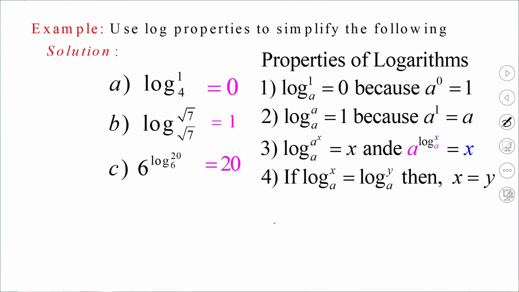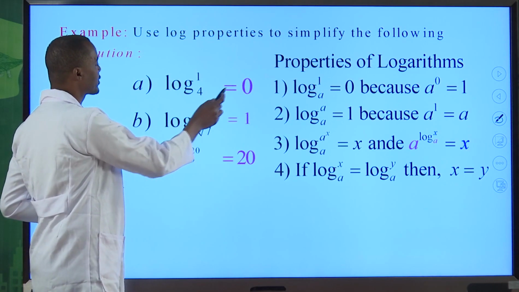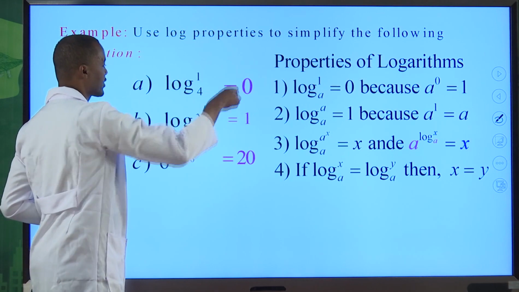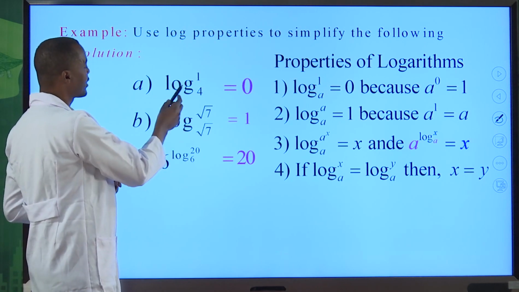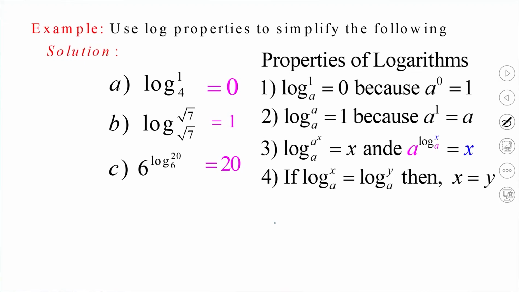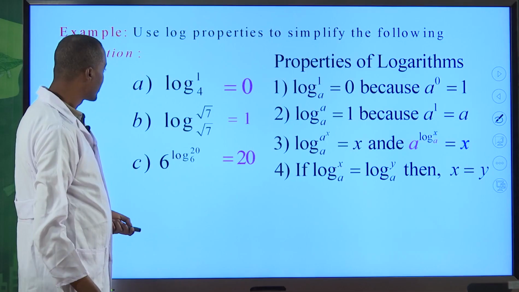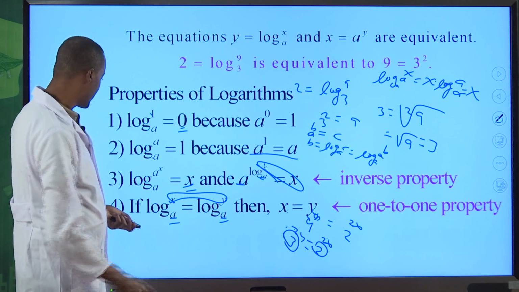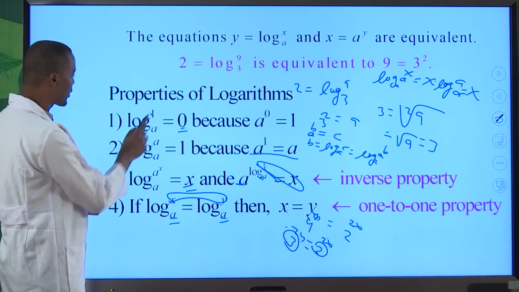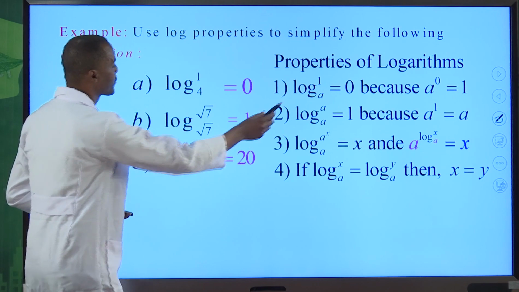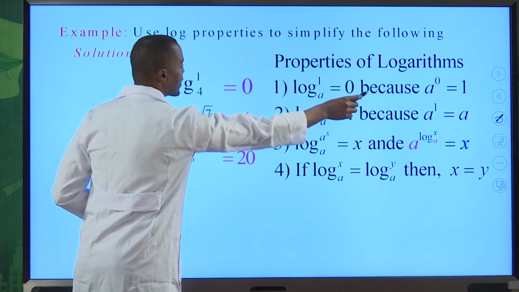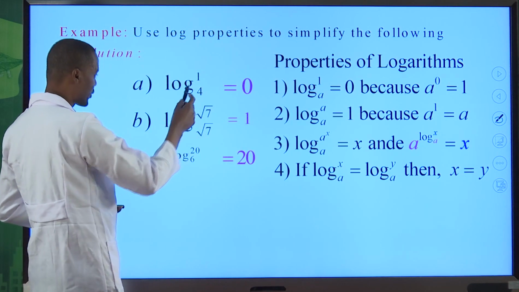Use logarithmic properties to simplify. Logarithm of 1 to the base 4. Here are the answers, and the answers are already given here, but we have to verify that logarithm of 1 to the base 4 is equal to 0. That is logarithm to any base with the properties that we saw before. With this property, logarithm of 1 to any base is always 0. Because of that, logarithm of 1 to the base 4 has to be 0.